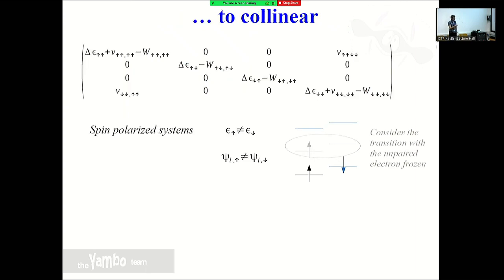What happens for a spin polarized system? Let's say I complicate my model a bit. I put one extra electron. Then the energy of these two levels, up and down, is different now, and also the wave functions. And then I consider this state frozen, and I just look at this transition from here to here. So yes, I still have a 4x4 matrix. The structure remains pretty much the same, but now I have to take into account that this V can be up, up, down, down, or down, down, and so on.